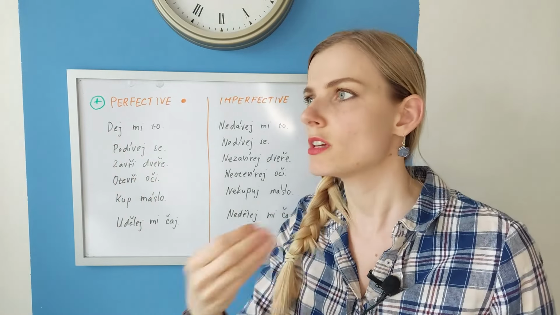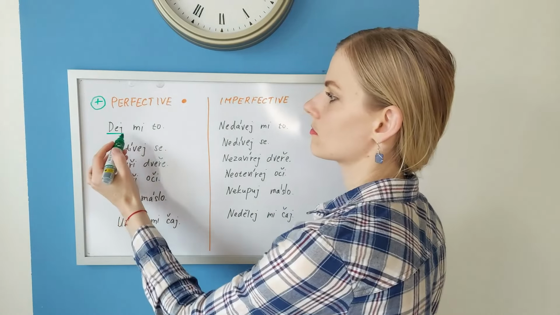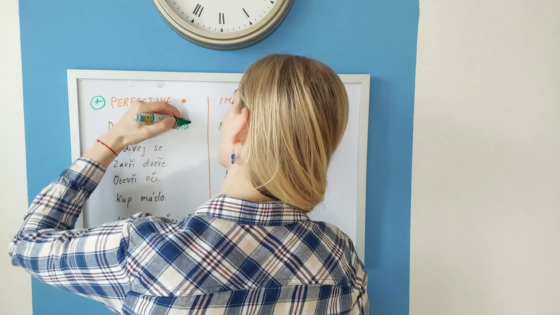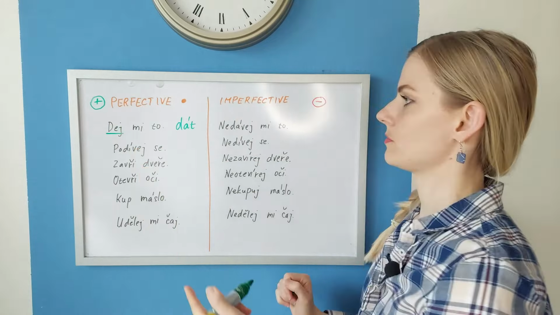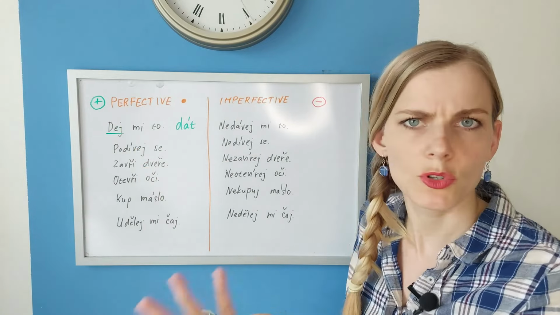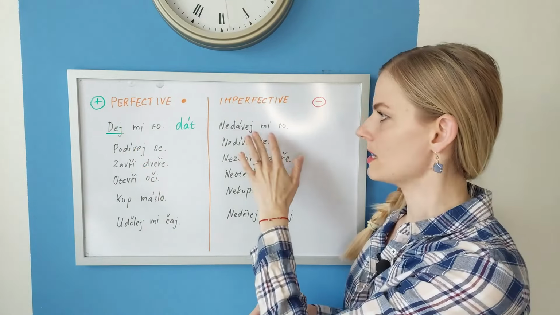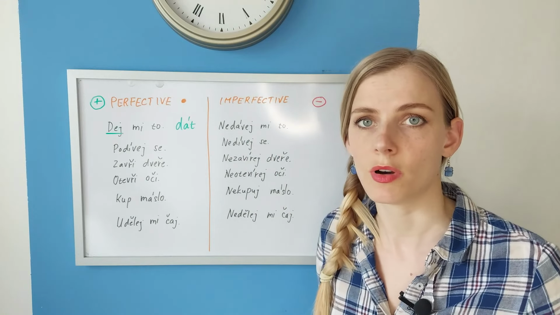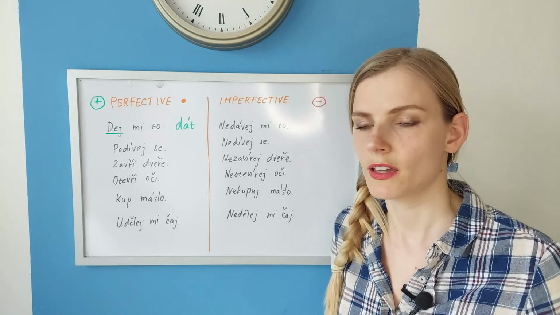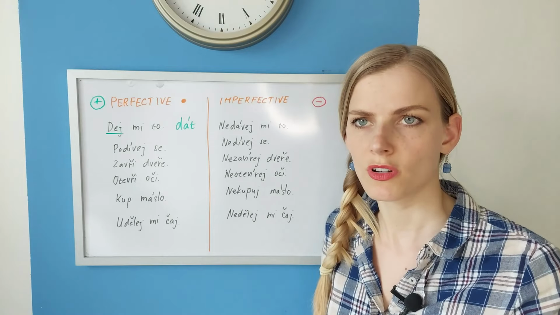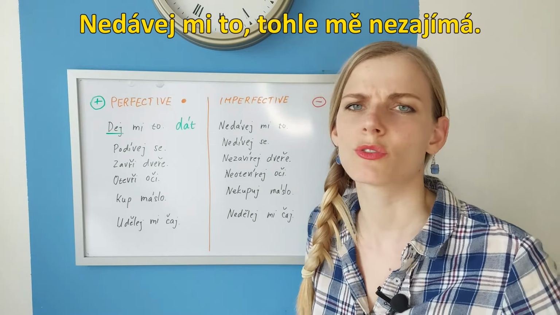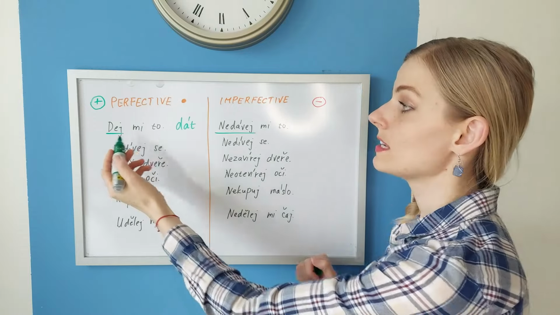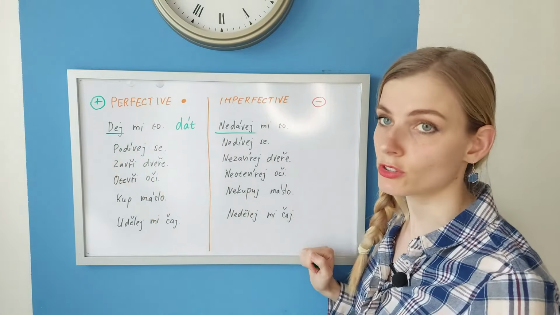Give it to me. Dej mi to. Dej. From the verb dát. Dát is the infinitive and it's perfective. Dej mi to. Dej mi tu knihu. Give me the book. Nedávej mi to. Don't give it to me. Somebody is really excited about a book they read and they want to give you this book and you're like, nedávej mi to, tohle mě nezajímá. Don't give it to me, I'm not interested in this. Nedej mi to in this case doesn't work.